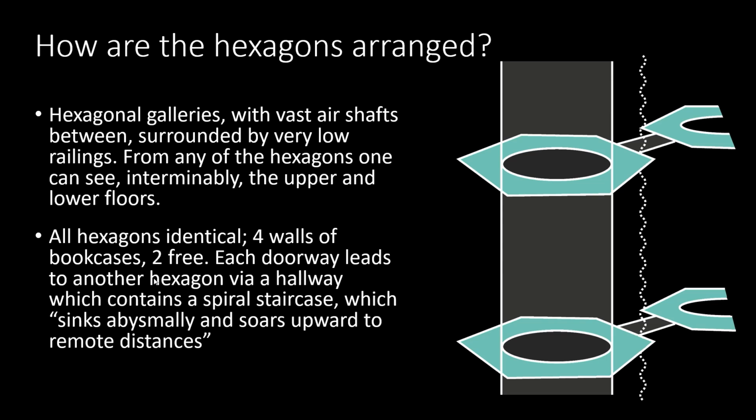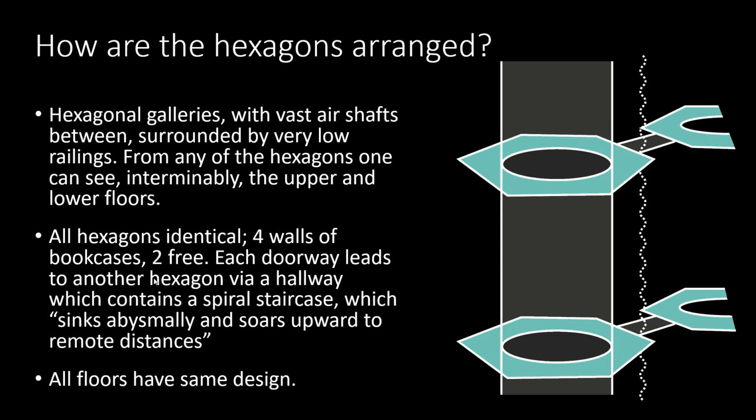The four walls that have bookshelves on, we know about. On the other two walls, these two free walls, you've got doorways leading to other hexagons via a hallway, which also contains a spiral staircase that takes you up and down. So the fact that these staircases are positioned in all the hallways and you've got these air vents means that actually the design of any floor of this library must be the same. All the floors look the same. Now we can then think about what the floors look like? And again, it's not quite clear.